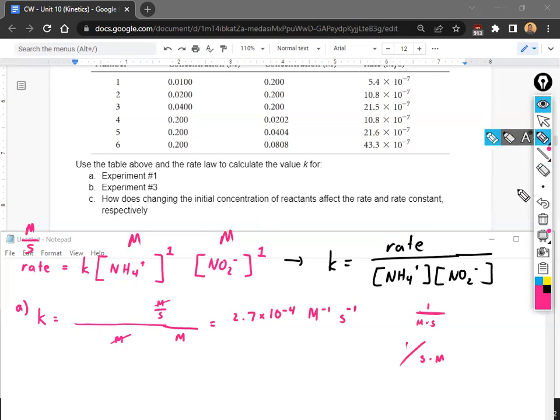I'm going to give you the rate constant for experiment 3 right off the bat. It's going to be 2.69 times 10 to the negative 4. Same thing, per molarity per second. So very, very similar.